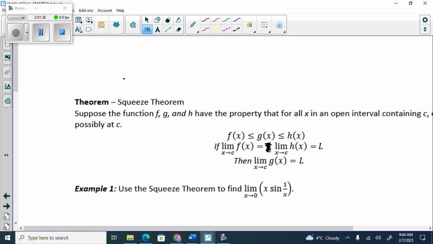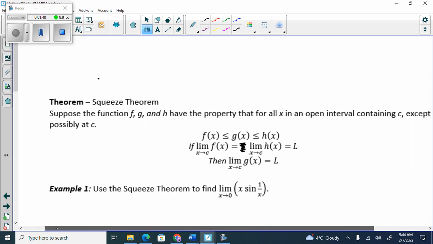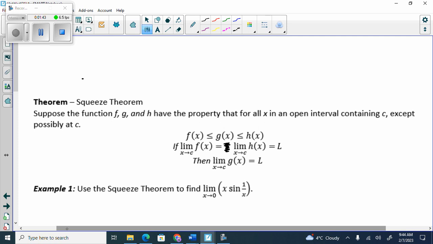So basically here you have, suppose the functions f, g, and h have the property that for all x in the open interval containing c except possibly at c, f of x is less than or equal to g of x is less than or equal to h of x, and the limits as x approaches c of f of x, that lower bound function, and h of x, the upper bound function, both equal the same limit. Then you can say that the limit as x approaches c of that middle one must be the same. So if you can prove that the limit of f of x is L and the limit of h of x is L, then the limit of g of x is L because it's sandwiched between the two of them.